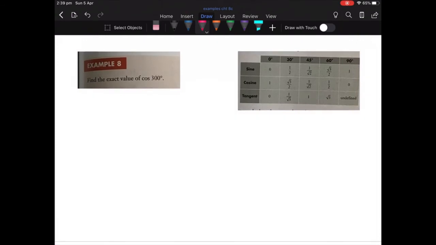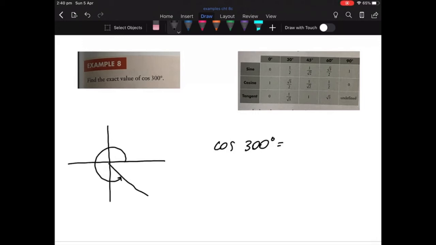All right, example 8. So find the exact value of cosine 300. All right, so you can see I've just included our little exact values chart for you here. Let's have a look. So cosine of 300, let's write this under here. So the cosine of 300 degrees is equal to, all right, so 300 degrees would bring us all the way around to here somewhere. Okay, let me write 300 degrees in there. So what am I interested in? I want to know this bit here, which is 60 degrees.